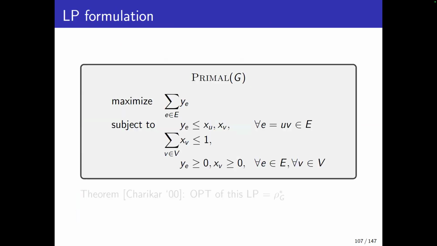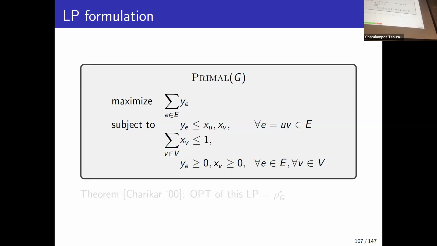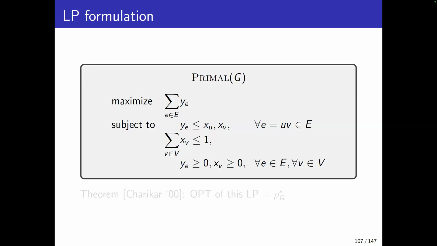Now, Charikar came up with another technique to solve this problem, which is called linear programming. He wrote down an ingenious program. It's a very smart linear program where every edge is attached to a variable, y. y is upper bounded by xu and xv, where these are variables related to the nodes. We normalize the sum of xv's to be at most 1, and everything is non-negative.